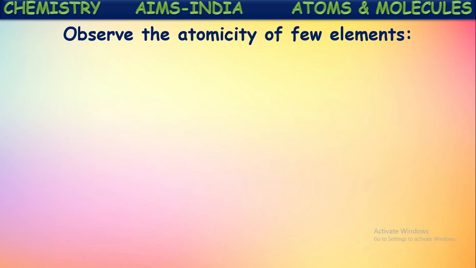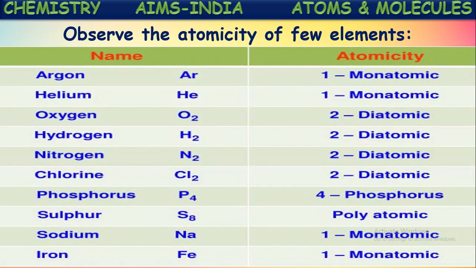Observe the atomicity of a few elements given here in tabular form. Different kinds of elements are represented here, with single atoms in their molecules, and some others with two atoms, three atoms, and even some elements with more than two atoms. Those elements which contain more than two atoms in their molecules are generally considered polyatomic elements.